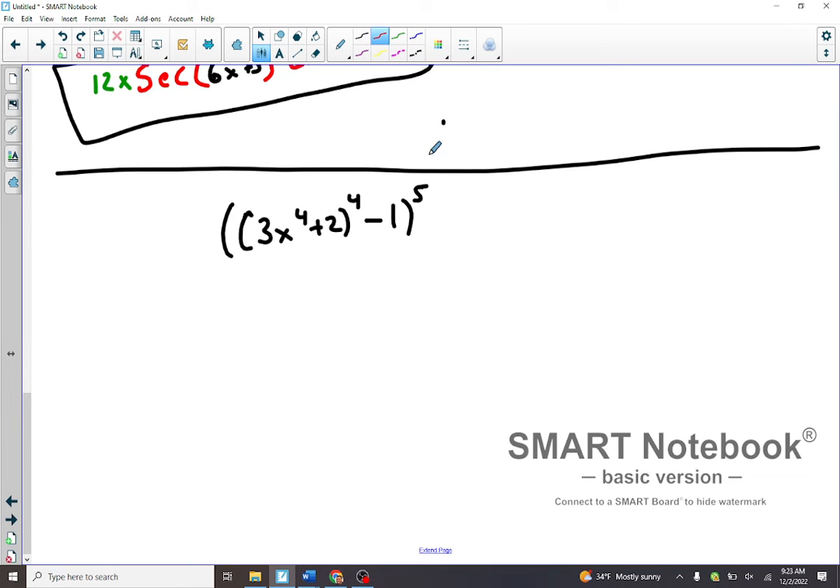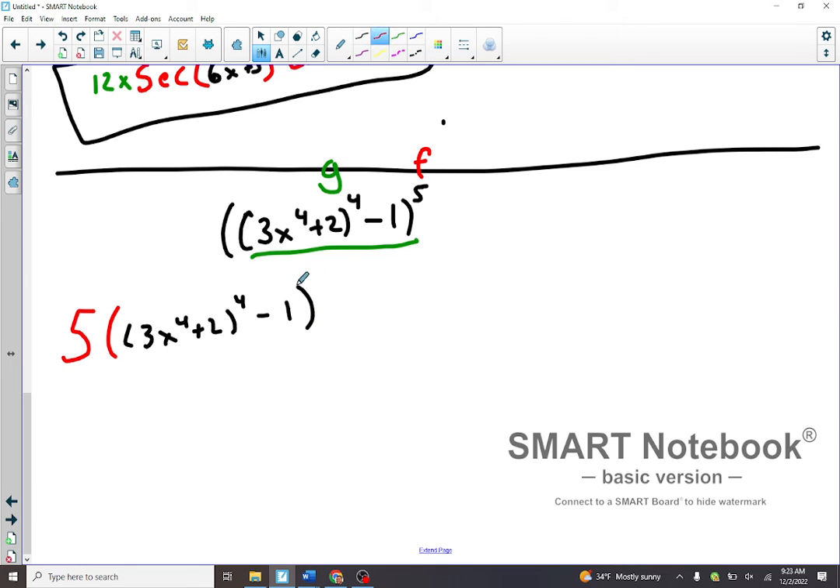Okay. So first let's identify our primary or the grandparent or the master F and G. So this is the master F and this is the master G. So this whole thing within the 5 power is the G. We're going to do 5 times the untouched inside, 3x to the fourth plus 2, parentheses to the fourth power, minus 1, a bigger parenthesis here, and that to the fourth power.